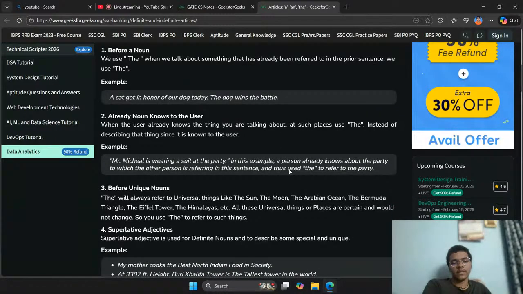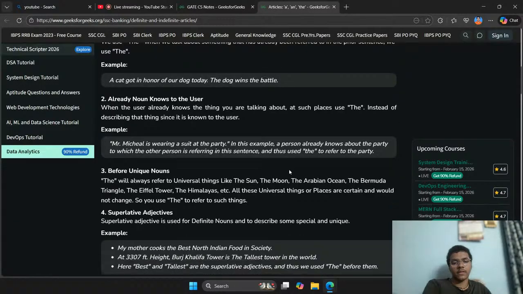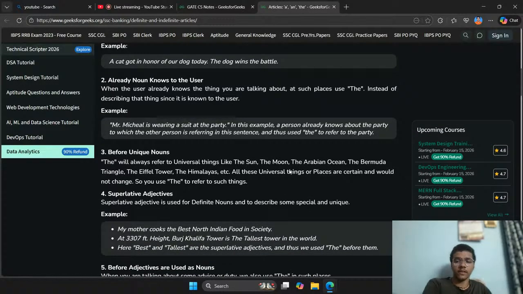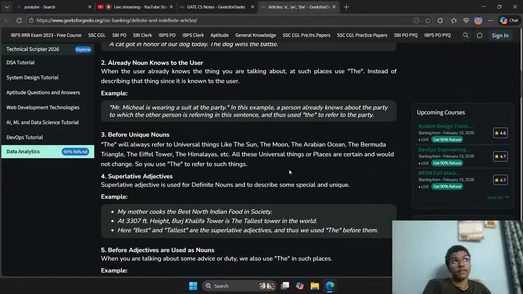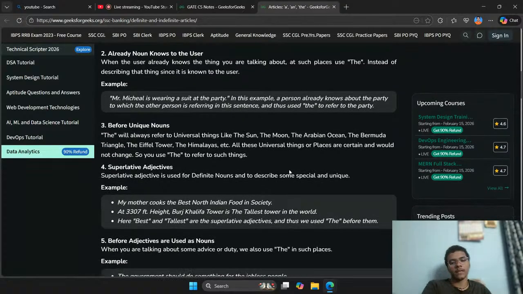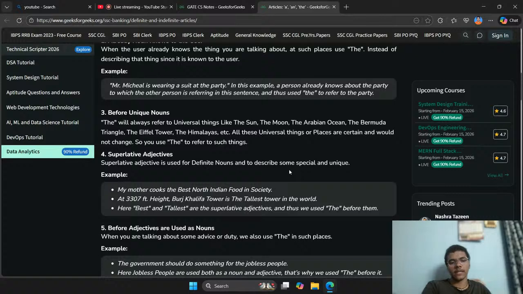Mr. Michael is wearing a suit at the party. In this example, a person already knows about the party to which the other person is referring in the sentence and thus uses the to refer to the party. Yes, at the party. We are specific about the party. We are already aware of the party.